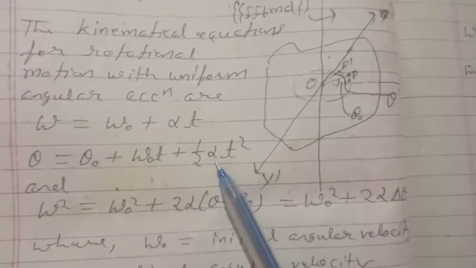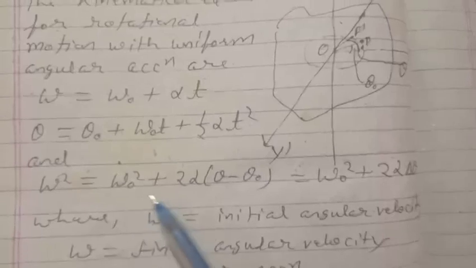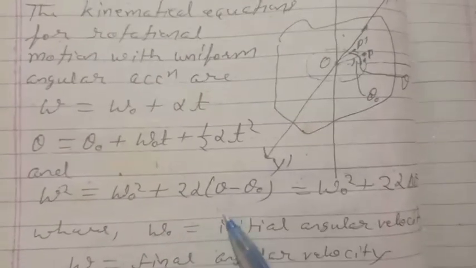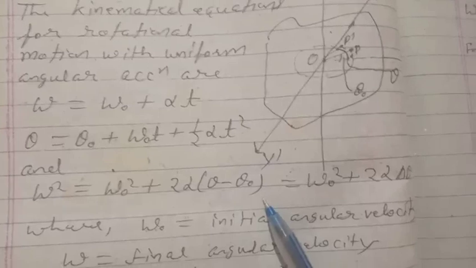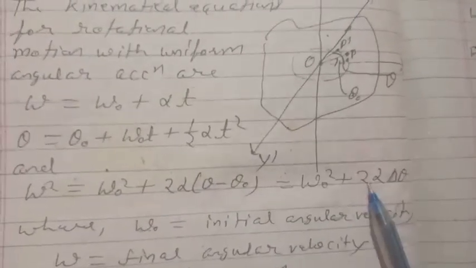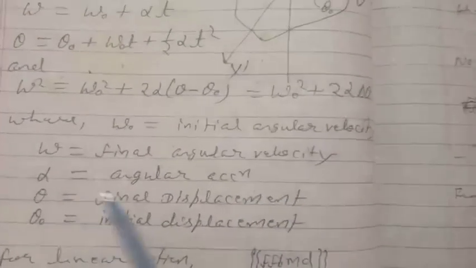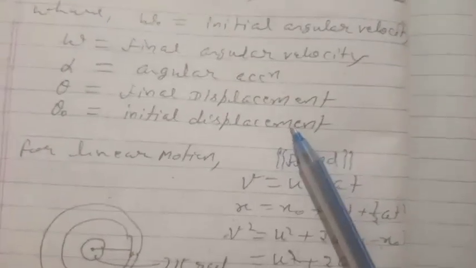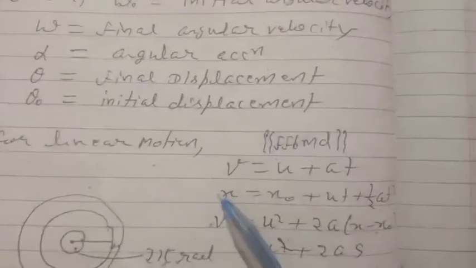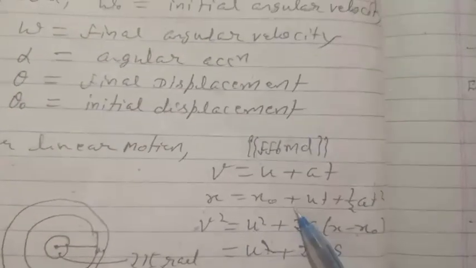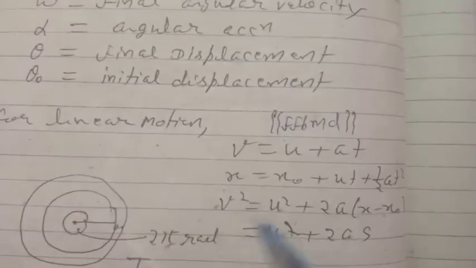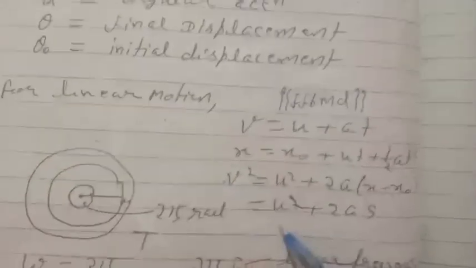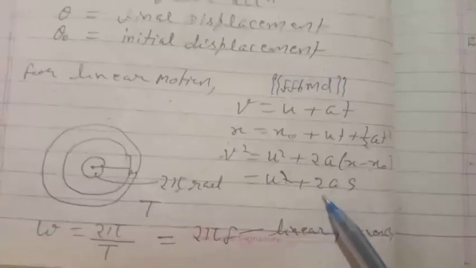t is the time interval, and omega square equals omega naught square plus 2 alpha into theta minus theta naught, or omega square equals omega naught square plus 2 alpha into delta theta, where omega naught is the initial angular velocity, omega is the final angular velocity, alpha is the angular acceleration, theta is the final displacement, and theta naught is the initial displacement. For linear motion we have v equals u plus at, x equals x naught plus ut plus half at square, and v square equals u square plus 2a into x minus x naught, that is u square plus 2as.